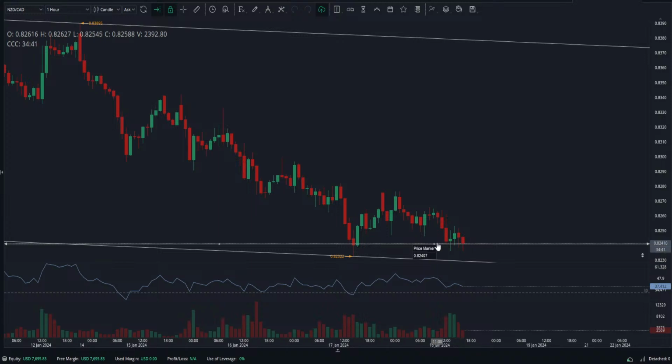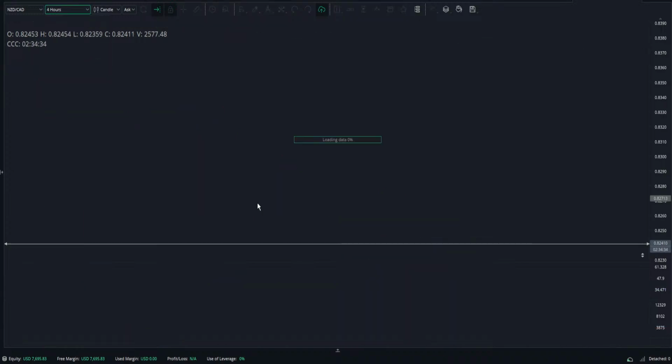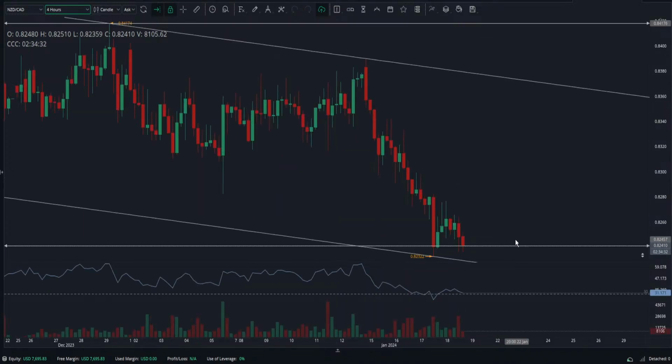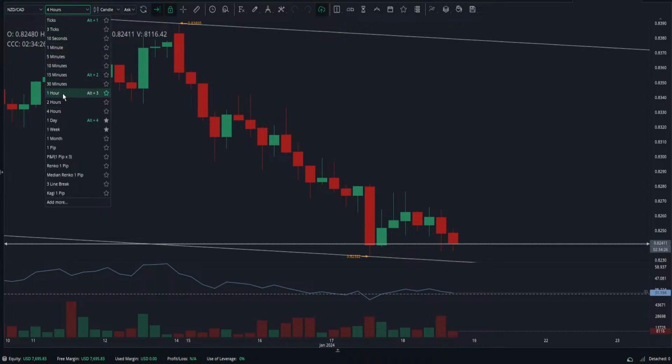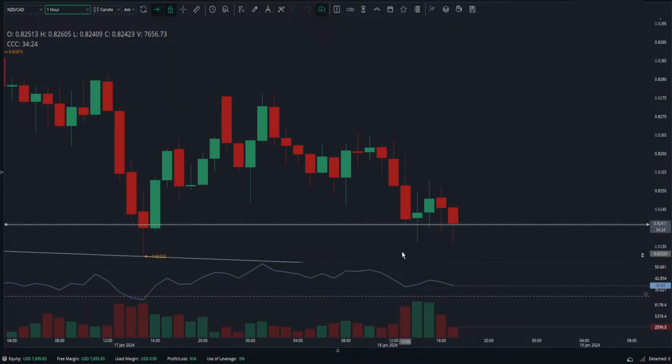Although below this level of 0.8240, I can see some buying, at least on the last 4 hours. I can witness some buying in the New Zealand dollar. Why is someone busy buying the New Zealand dollar? Does it mean that New Zealand dollar is going to go up?